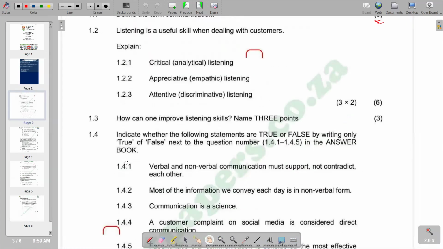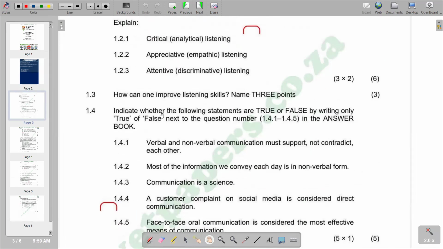So moving on to the next part, which is the true or false section. Indicate whether the following statements are true or false by writing only true or false next to the question number, that is 1.4.1 to 1.4.5. The first part of our question, 1.4.1: verbal and non-verbal communication must support, not contradict each other, which is very true. Remember, when you are conveying a message and you support the message that you are conveying orally by using non-verbal communication, for example, using signs, you are reinforcing that message, so they support each other. So that's what we have.